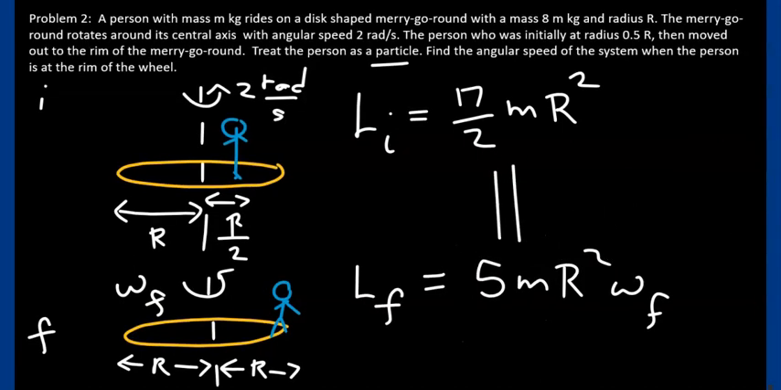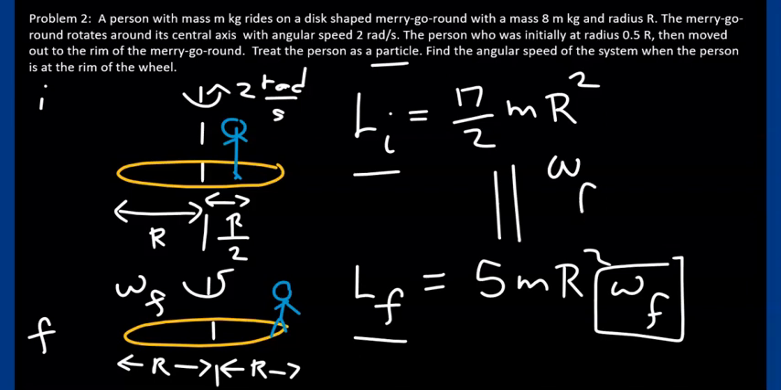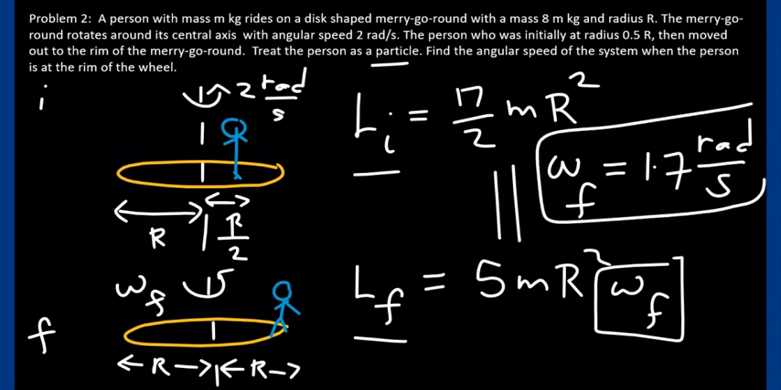Since there is no net external torque acting on this system, angular momentum is conserved, so we can equate the two values and solve for omega f. When you do that, you get 1.7 radians per second for the final angular speed of the system. So you see the action of the person moving from r over 2 to the rim of that disk actually slows down the rotation. And that solves the problem.